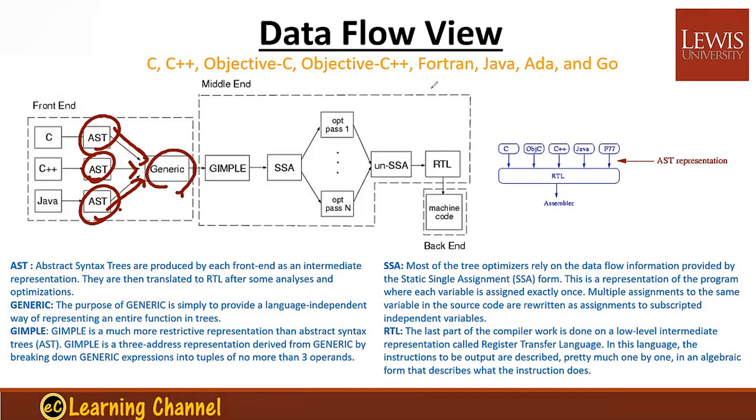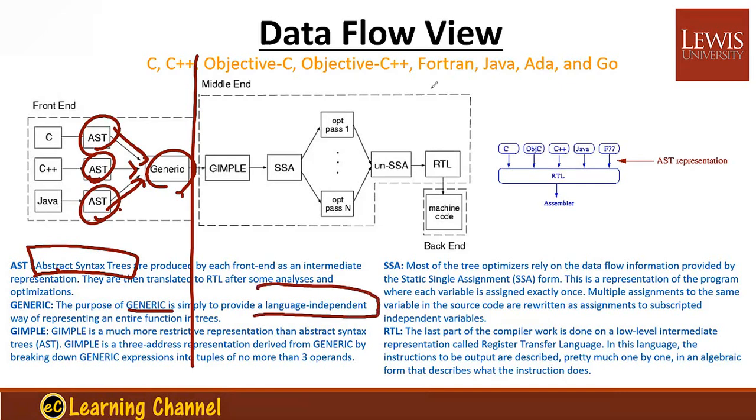After here, you actually don't see any language now, right? It's an abstract syntax tree, the syntax tree or AST. Generic provides a language-independent way to represent the function of the tree. So once you are here, the language is independent. And then you put it into GIMPLE, doing gimplification.